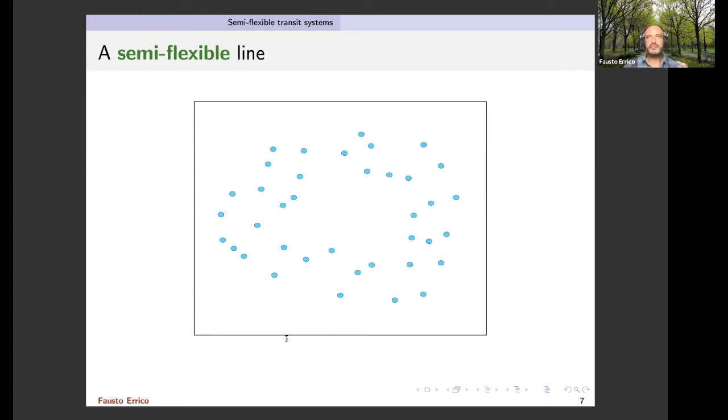On the other side, there are some attraction poles. For example, it could be a metro station, a train station, a shopping center, a hospital. In these places, there is usually some demand. Basically, there's always some demand. So the idea behind the semi-flexible transit system is to have some stops that we call compulsory. These are stops in which the vehicle must pass, and the idea of these stops is to naturally capture demand that is always there.